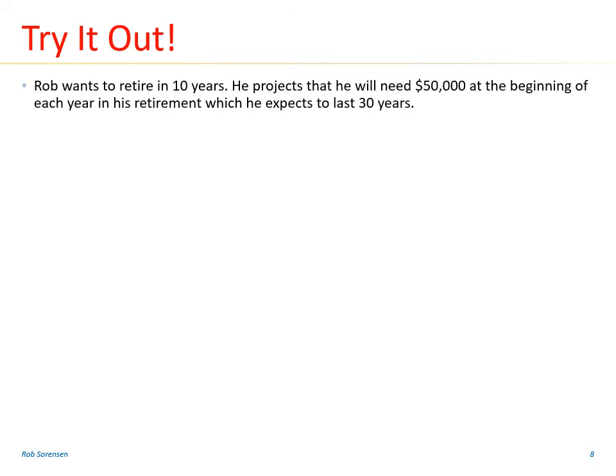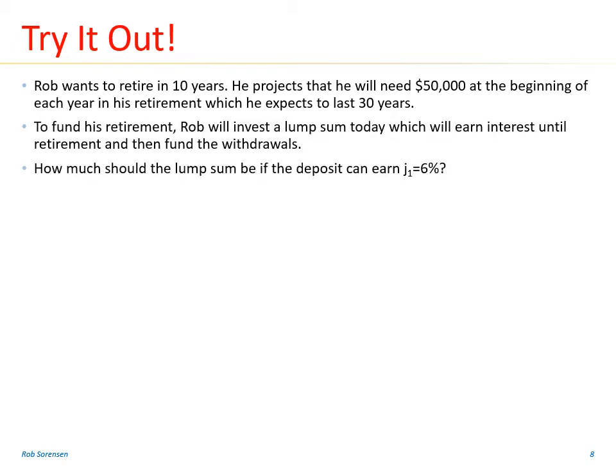Let's say I want to retire in 10 years, and I project I'll need $50,000 at the beginning of each year in my retirement, which I expect to last for 30 years. I'm going to deposit some money today, and I can earn 6%. So exactly the same question, except this time I want the money a little bit earlier. I want it to come out at the beginning of each year.